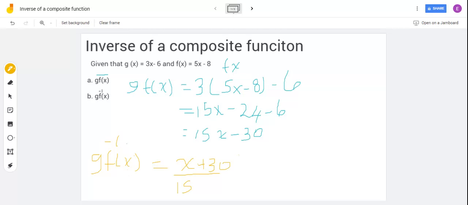So to create a composite function, what we're going to do is take one function and put it into another function. You start off with the function that's the furthest out. We had 3x minus 6 here, so we had the 3 and the minus 6, and where you have x, you substitute the function that goes on the inside, which in this case was f of x. Then we expanded the bracket. We said 3 times 5x, 3 times 8, using the distributive law, and then we simplify to get the composite function, and then we find its inverse.